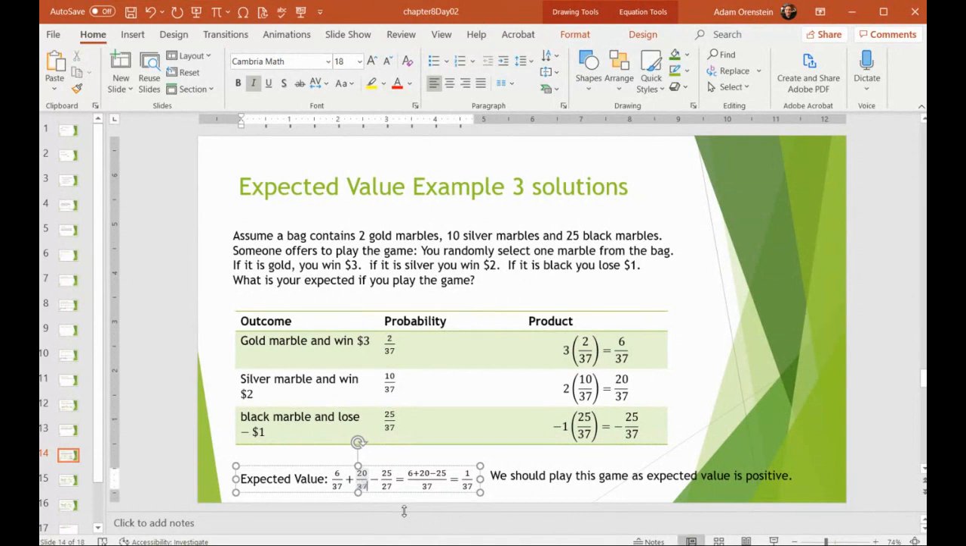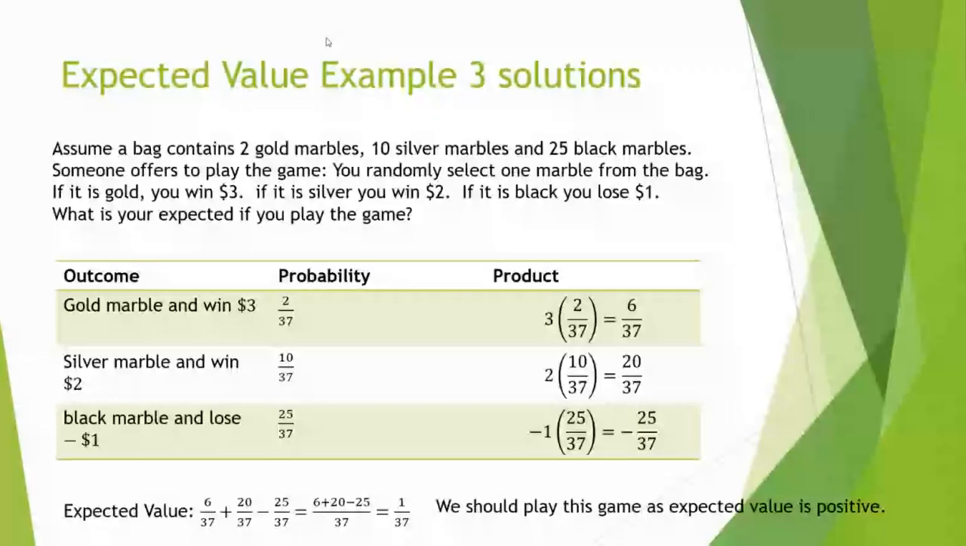So from here, we end up with 6 plus 20 minus 25 over 37, right? And so we end up with 1 over 37 as our expected value. The fact that it's positive tells us we theoretically should play this game. We should expect to win, in other words. Sometimes we may not, but this is the kind of game we should play. This is what should happen.